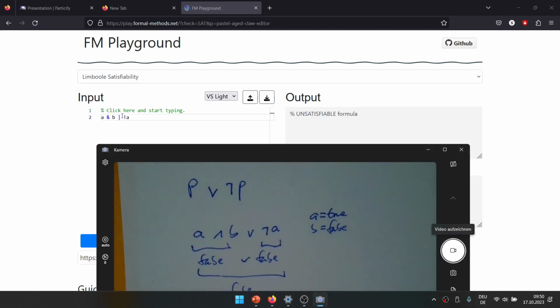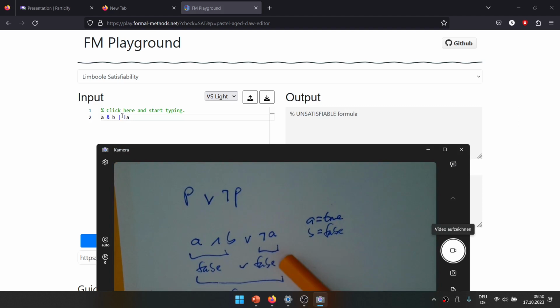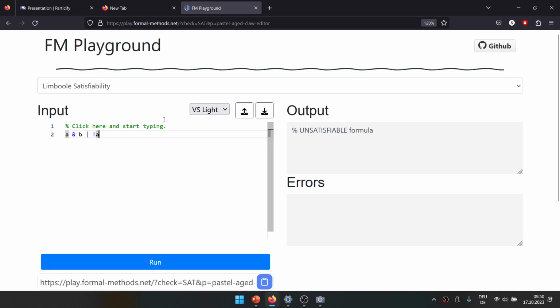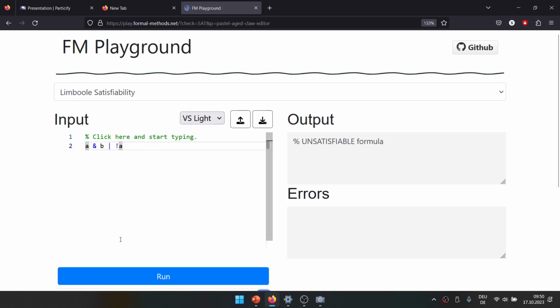Here, the formula that I tried to encode was this one: A and B or not A, right? A and B or not A. Sorry, is it readable? Let me check. I'll just make it slightly bigger. Okay, so now let's run it again. Okay, and it says this thing is satisfiable, and one satisfiable assignment is 1 and 1.